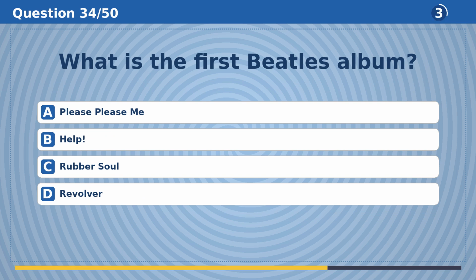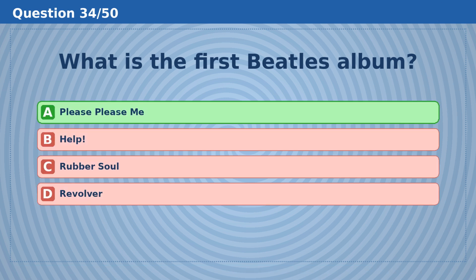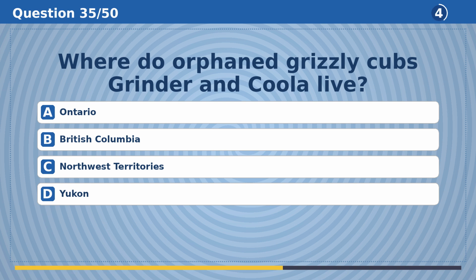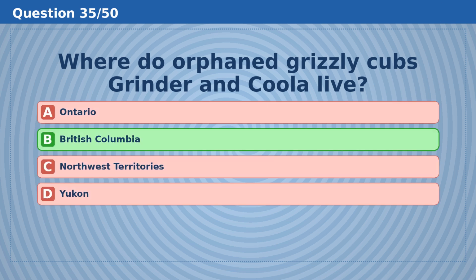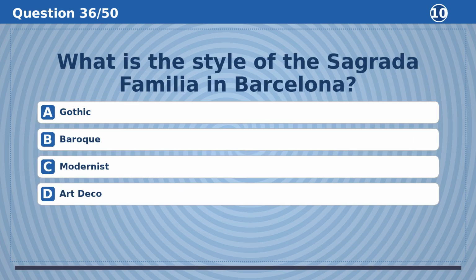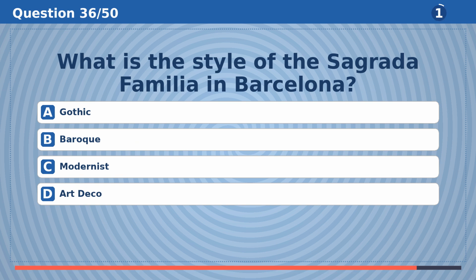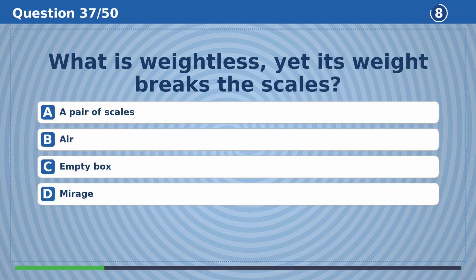What is the first Beatles album? The answer is A, Please Please Me. Where do orphaned grizzly cubs Grinder and Cool Alive? The answer is B, British Columbia. What is the style of the Sagrada Familia in Barcelona? The answer is C, Modernist.